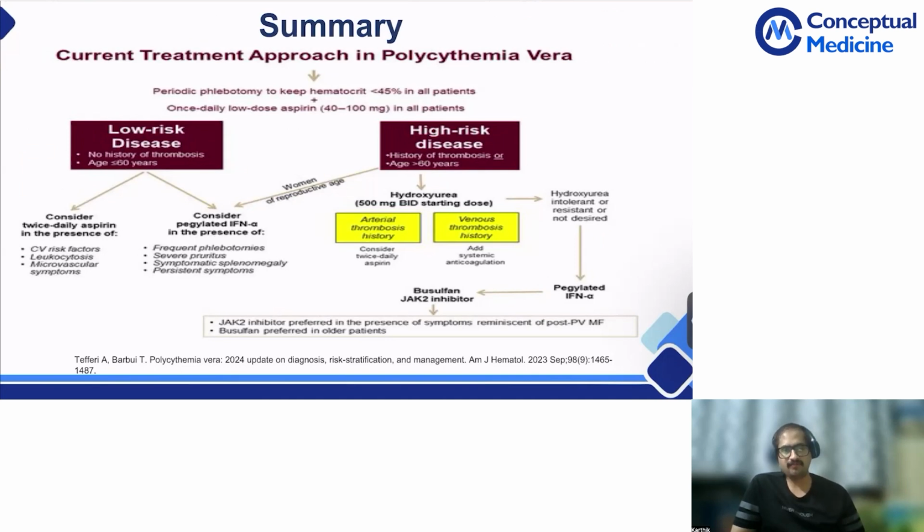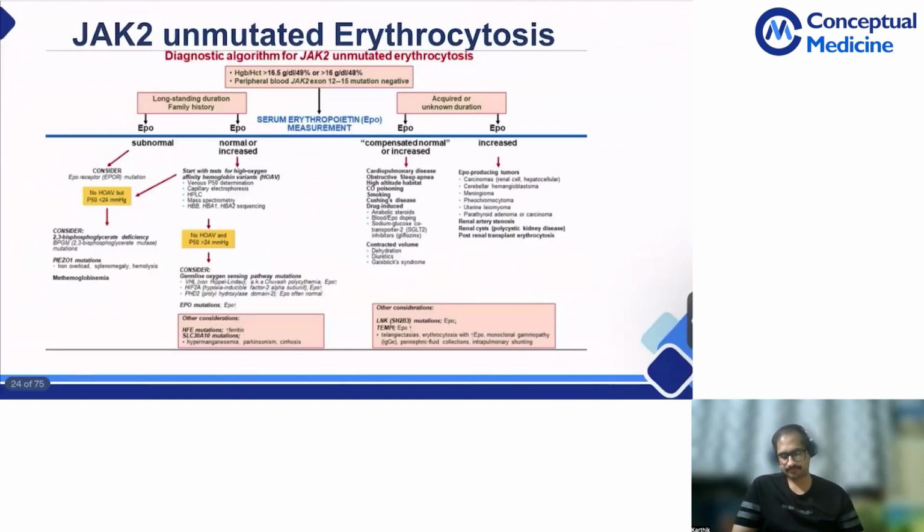Hydroxyurea or interferon alpha. Interferon alpha is preferred especially in women of reproductive age group or pregnancy. Hydroxyurea is given for all patients. Hydroxyurea refractory or interferon refractory patients, you can give JAK2 inhibitor, which is called Ruxolitinib, which I will deal with in primary myelofibrosis. So that is a simple recertification of Polycythemia Vera.